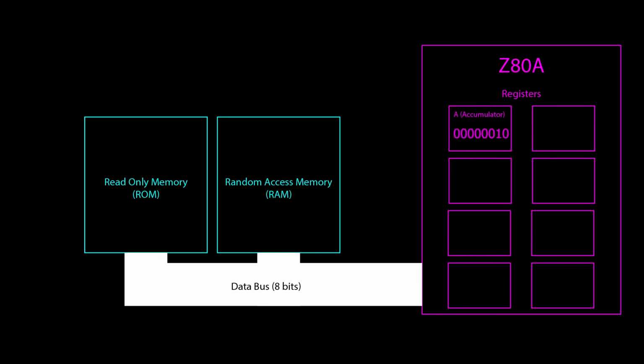00000010. The instruction for the Z80 to add a number to the number already in register A, the accumulator, is 11000110.